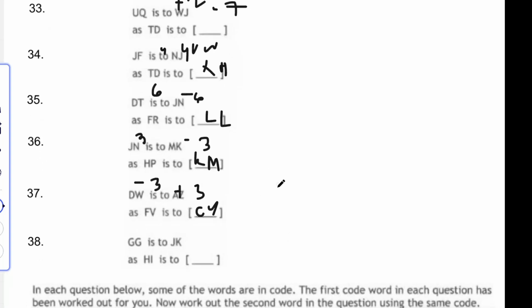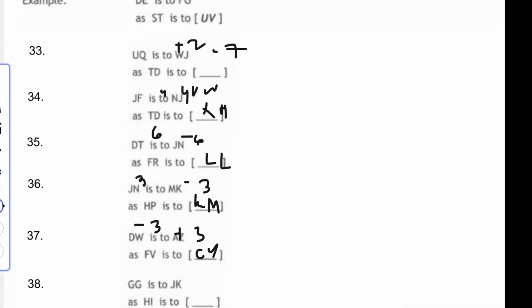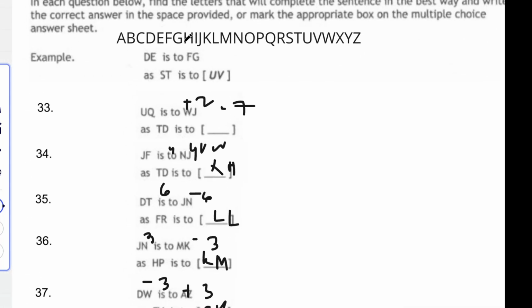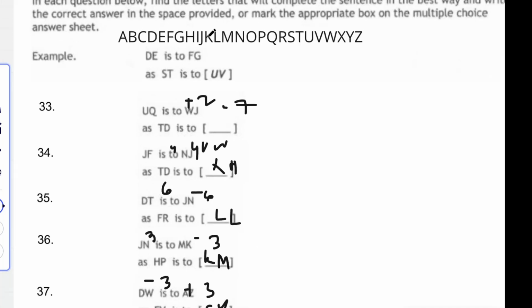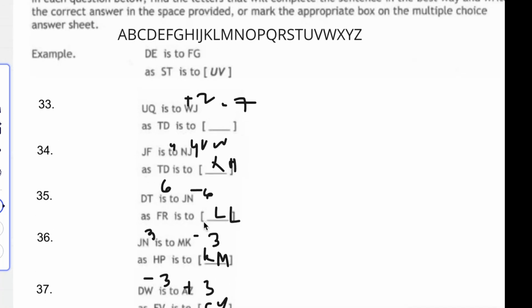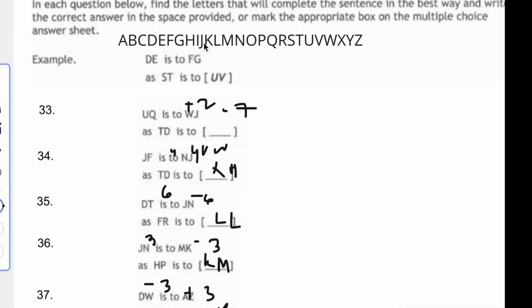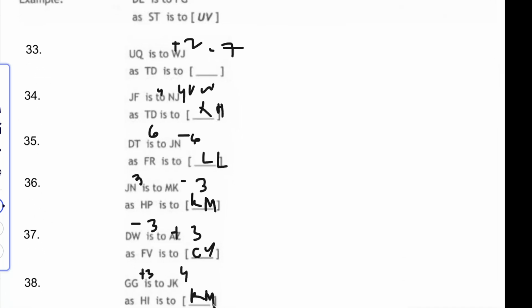Y. Question number 38. We have G to J, we have 1, 2, 3. Add 3. And then G to K, we have 1, 2, 3, 4. Next we have H add 3, 1, 2, 3. We get K. Let's scroll down, we get K, and then I add 4 is going to be 1, 2, 3, 4. We get M. K, M.